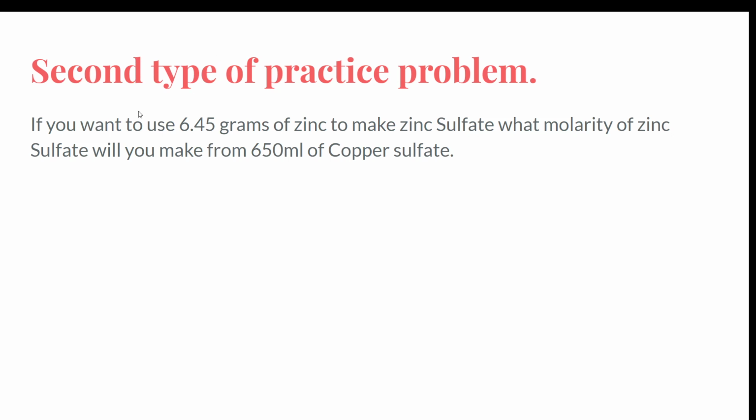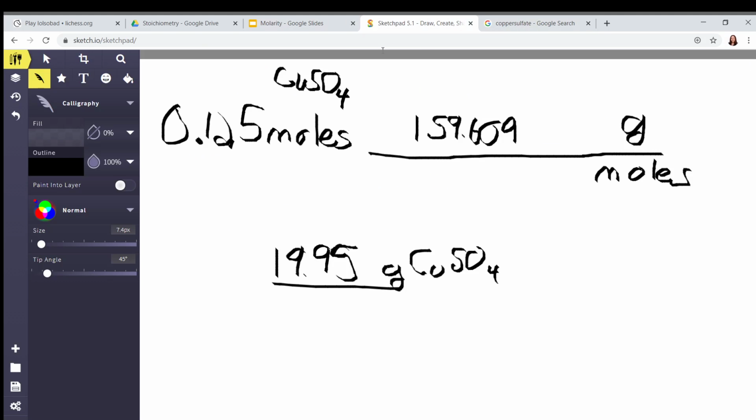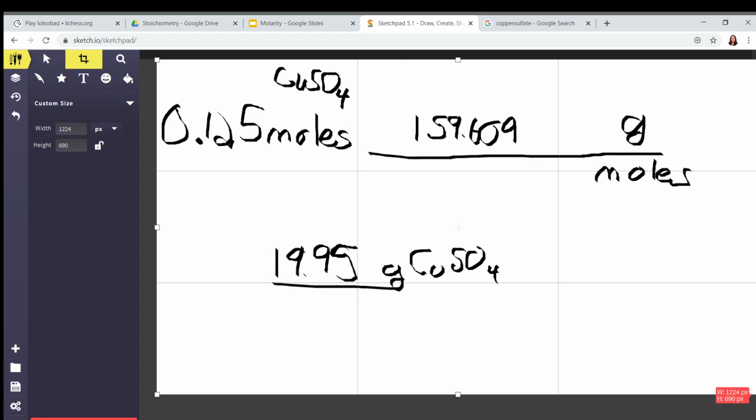So here we have a second type of practice problem. And in this type, it's going to be slightly different in the fact that we actually have not been given the moles for this problem. It means that we're going to have to figure out the moles for this problem, okay? So, what we're going to do first is we're going to go ahead and crop and resize, right click, cut all. I guess that's how you do it.